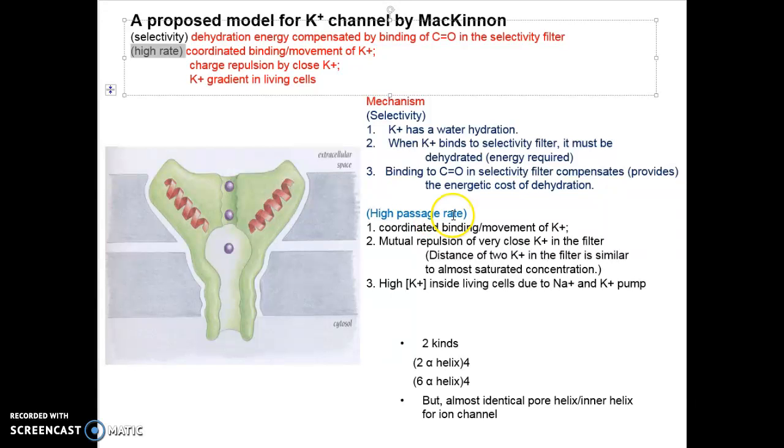The high passage rate has three factors, as I mentioned, and there are two types of potassium channels among organisms. Tetramers with two alpha helices for the transmembrane domains, and then another type with 6 alpha helices. But the pore helix and the inner helix in this channel are highly conserved, strongly supporting the mechanisms we explained here.